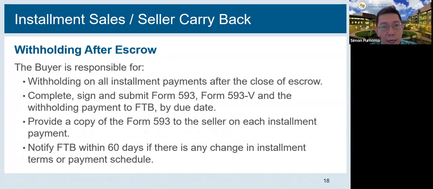Now, withholding after the escrow. The buyer is responsible for withholding on all installment payments after the close of escrow. Complete, sign, and submit Form 593, 593V, and withholding payment to FTB by the due date. The buyer must provide a copy of the Form 593 to the seller for each installment payment. And the buyer must also notify FTB within 60 days if there's any change in installment terms or payment schedule.